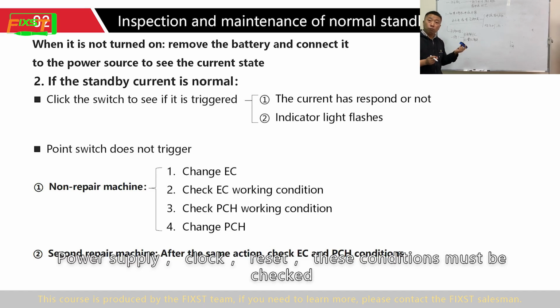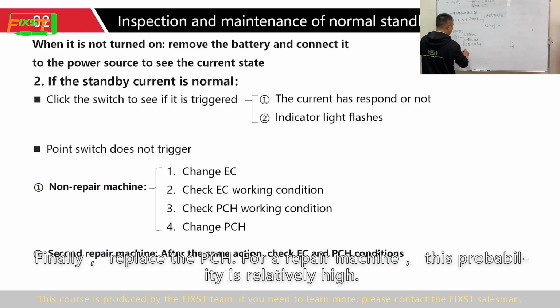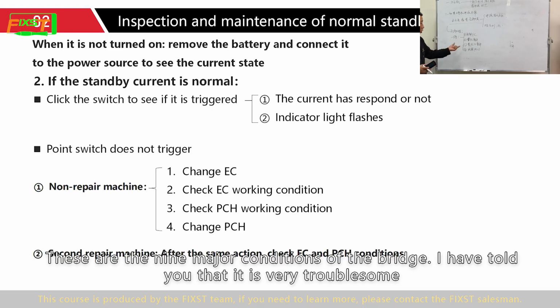Power supply, clock, reset: these conditions must be checked. The third step is to check the bridge standby condition. Finally, replace a PCH. For a non-repair machine, this probability is relatively high. These are the 9 major conditions of the bridge.